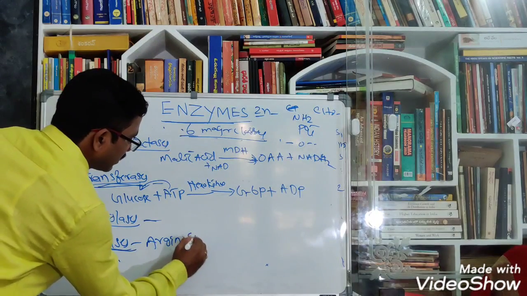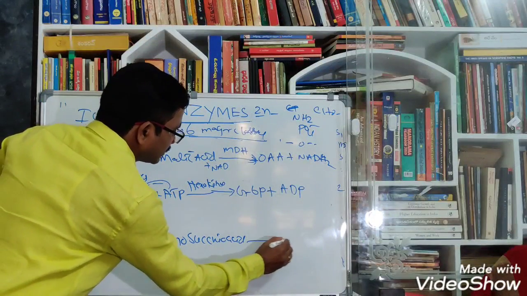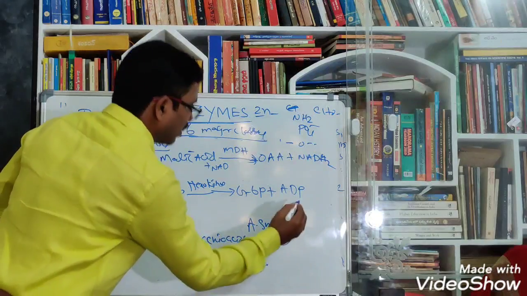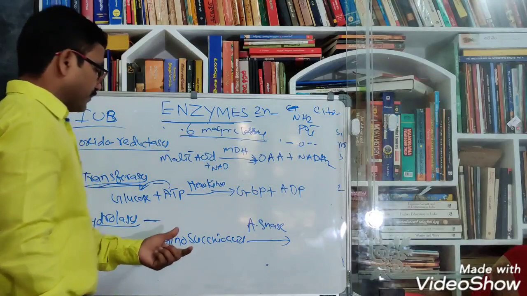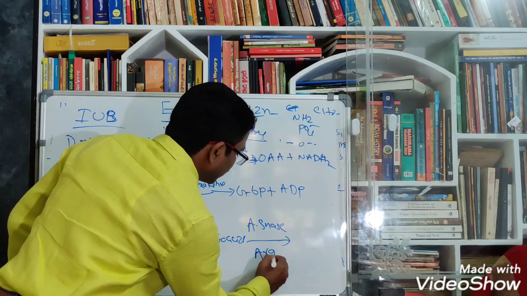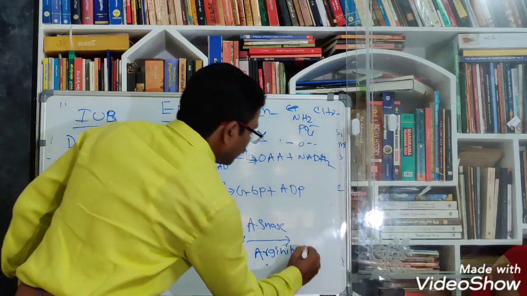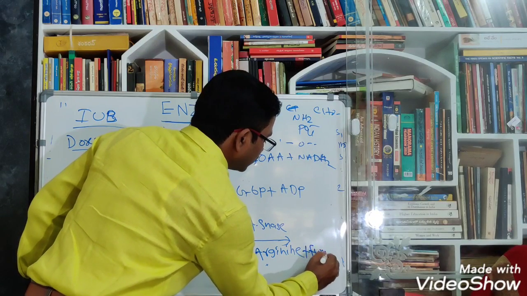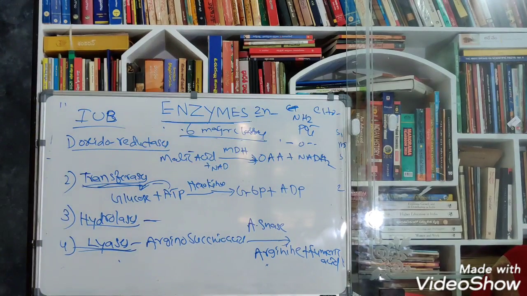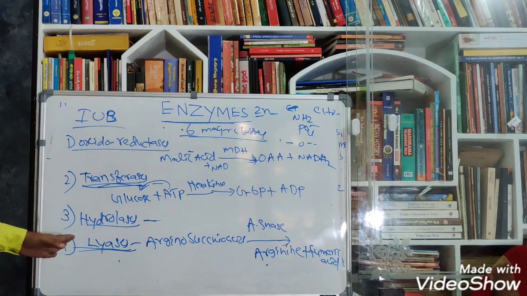Example, argininosuccinic acid. In the presence of argininosuccinase, it transforms into arginine, a kind of amino acid, and another organic compound is formed, that is fumaric acid. So we have completed four major classes of enzymes.